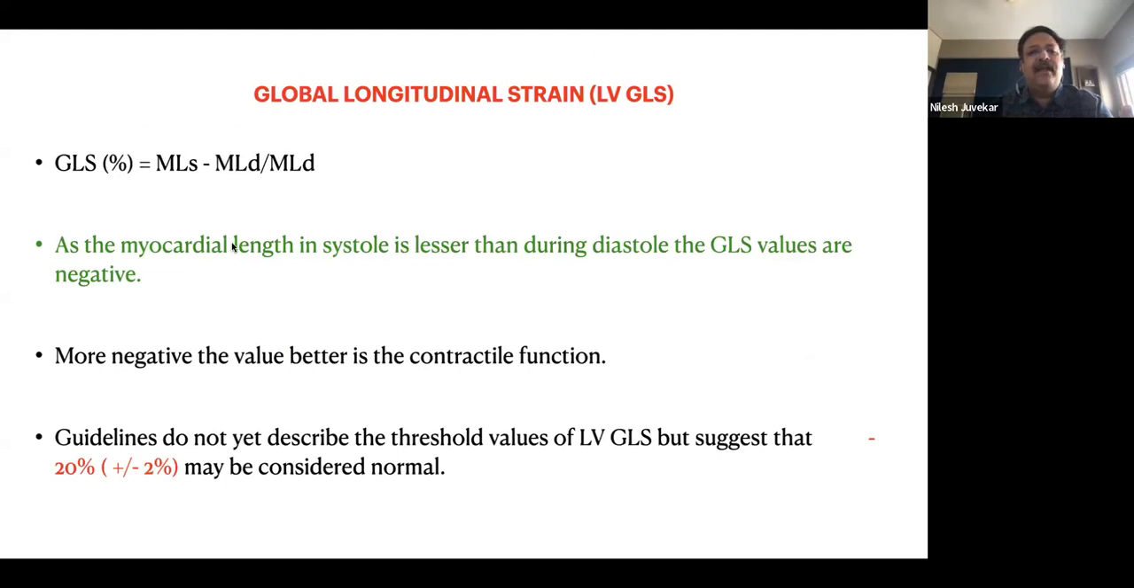Okay, now to get the GLS, we need the myocardial length in systole and in diastole. As the myocardial length in systole is lesser than in diastole, the GLS values are negative. So a more negative value means that the LV contractile function is better. The guidelines do not have any specified value, but around minus 20% plus or minus 2 may be considered normal. As it goes more towards 0, there is onset of LV systolic dysfunction.